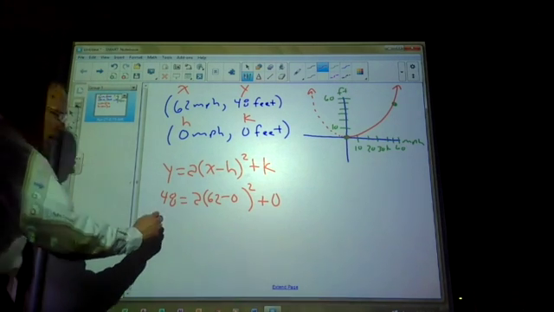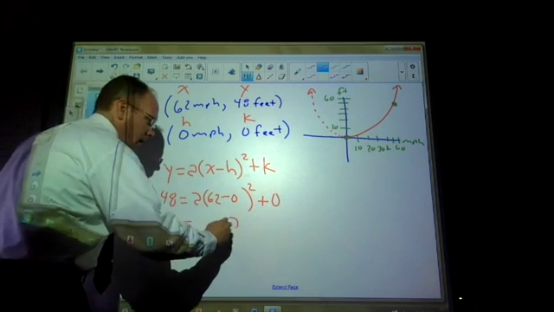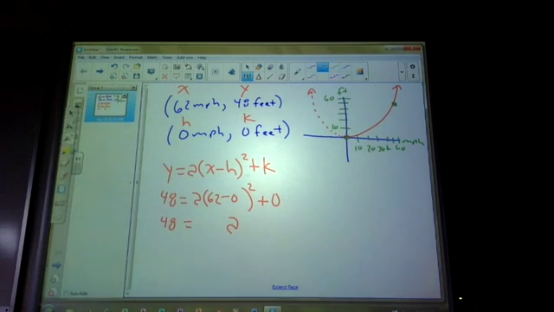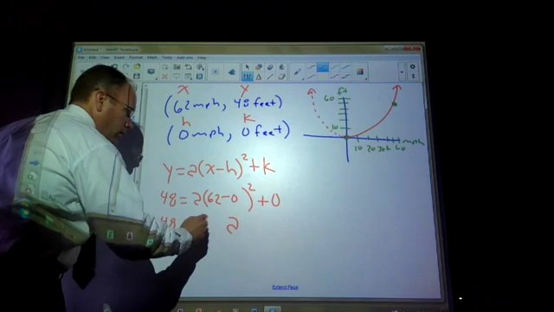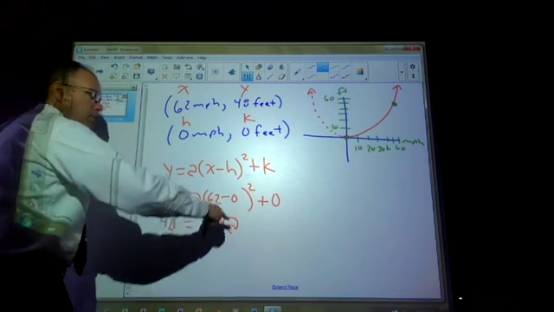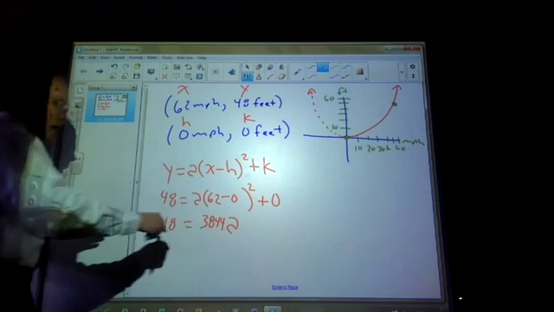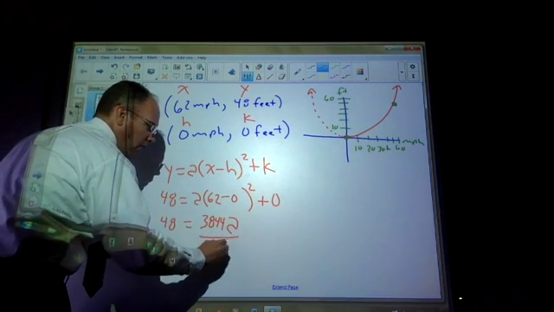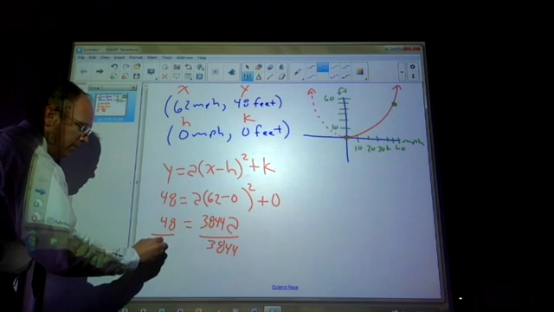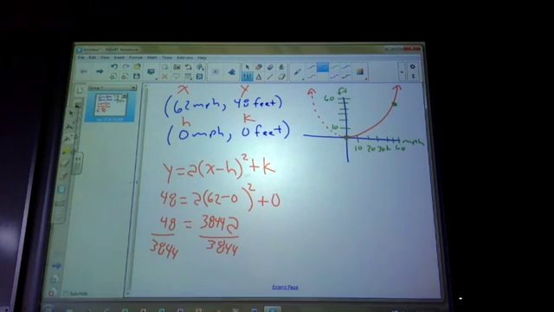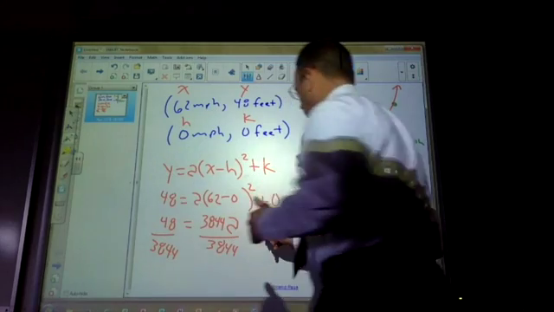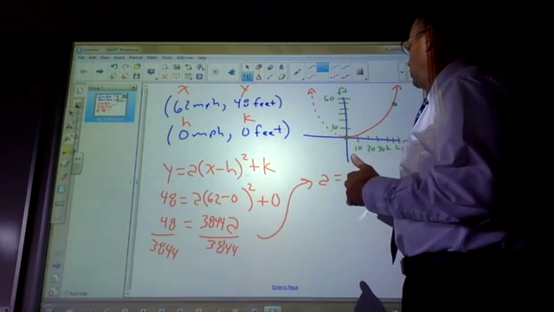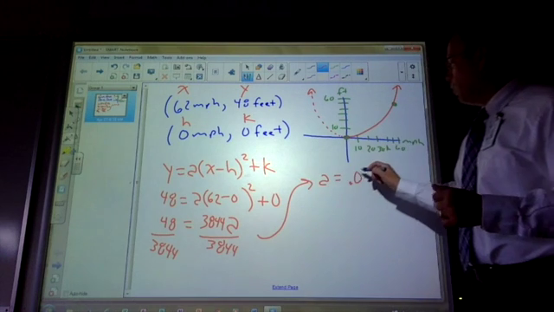Okay, so I know that this is going to be 48. And then this is going to be 62 squared. So I need 62 squared, please. 3,844. Okay. And then plus 0, so we don't need that. So that was 62 squared. So then I'm going to divide each side by 3844. What is 48 divided by 3844? It should be a decimal. 0.0124. Do I have that right?